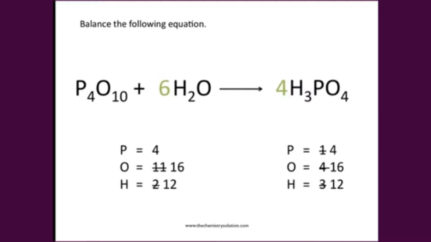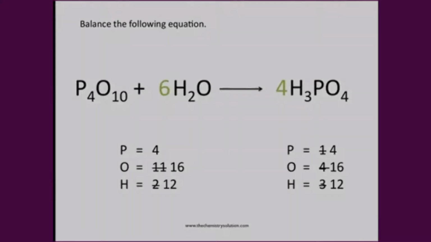This isn't always the case. Sometimes you need to go balance that third type of atom, but sometimes you'll be fortunate enough that it will just work out and save you a little work. And now because I have the same number of each type of atom on the reactant side and the product side, I can consider this reaction correctly balanced. Thanks for listening to Chemistry Solutions.